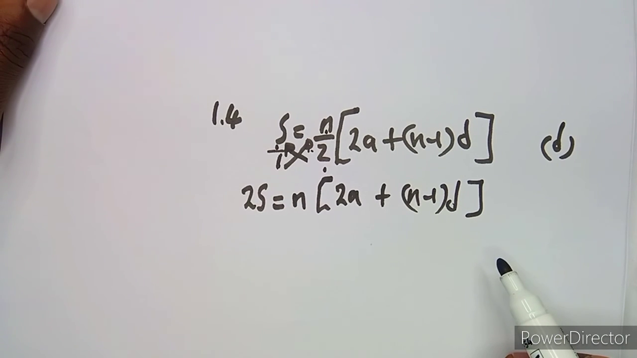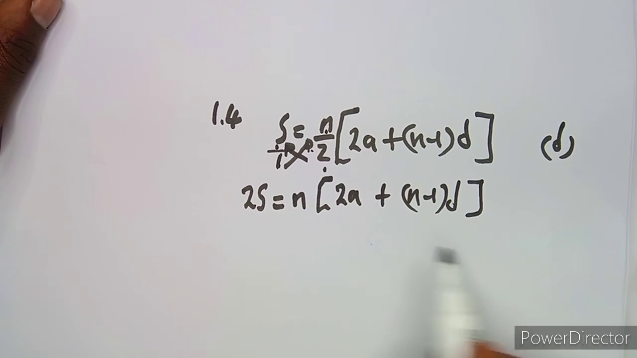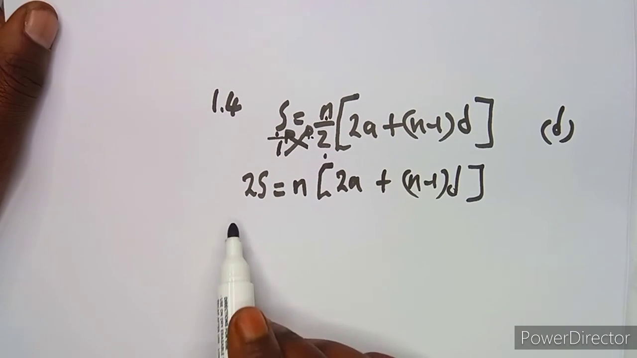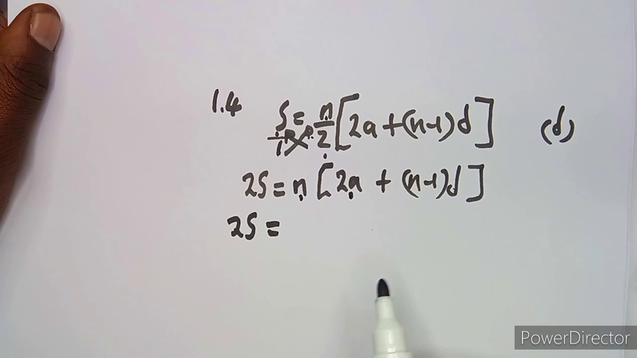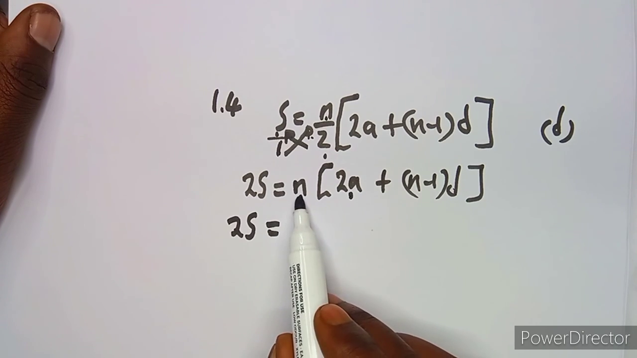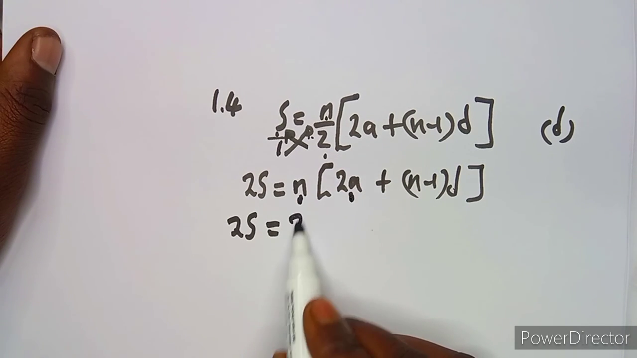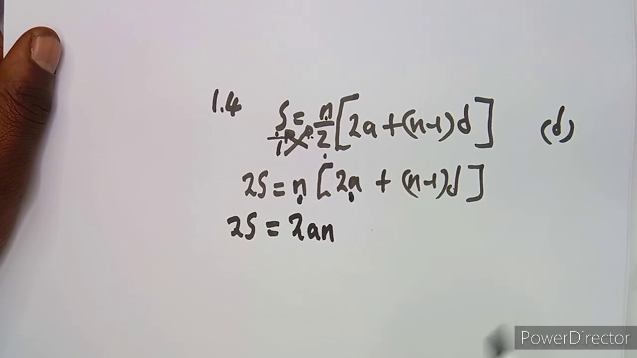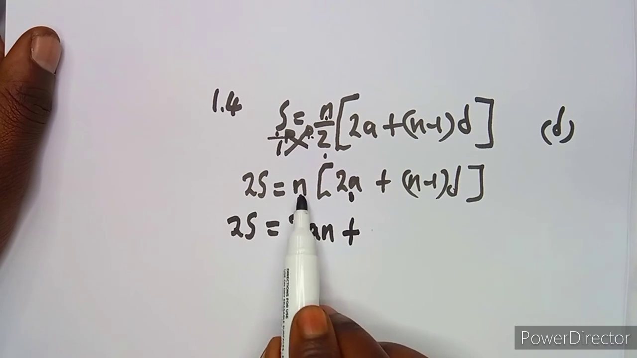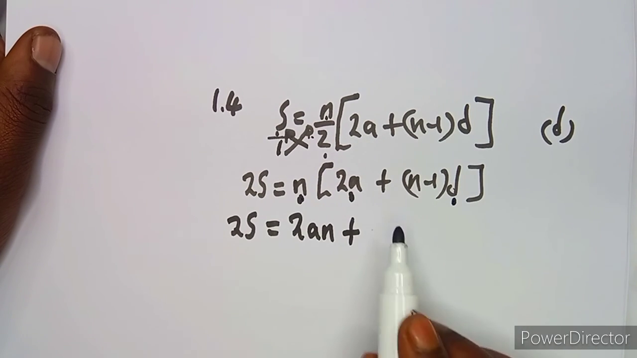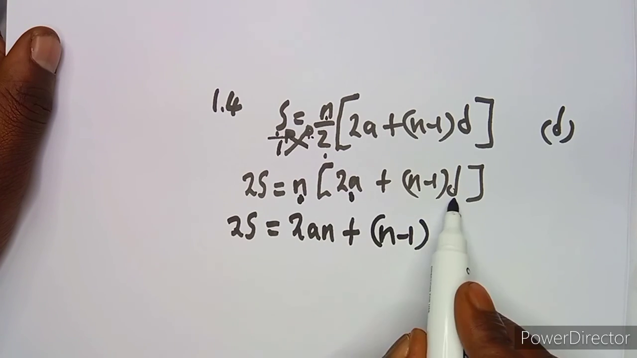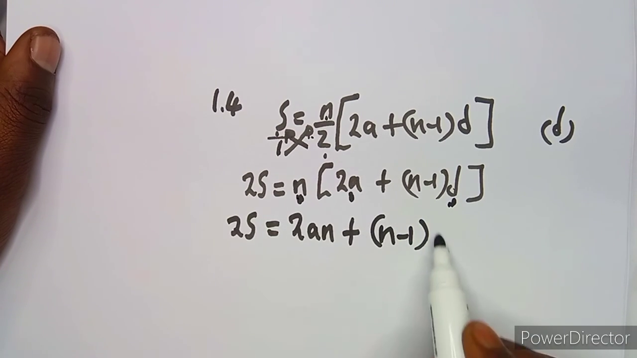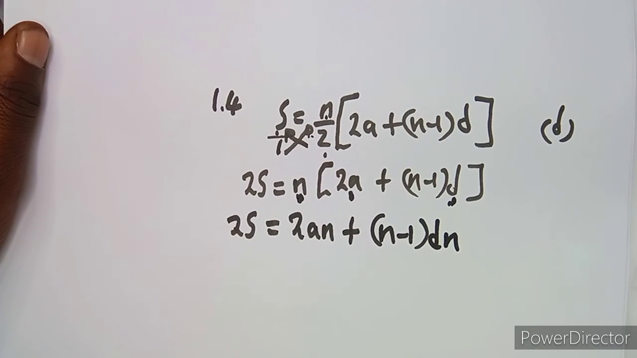So I have two options here. I can actually multiply by N inside the bracket. So it's going to be 2S is equal to N times 2A. So take note, it's N times 2A, which is 2AN, plus N times this bracket with a D there. So it's going to be bracket, and we've got N, D and N. They can multiply each other outside the bracket like that.